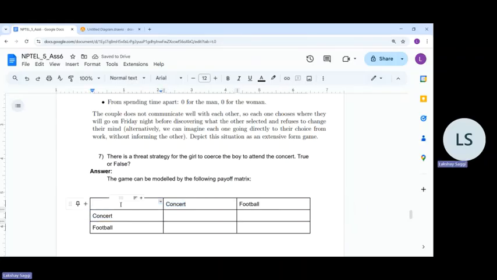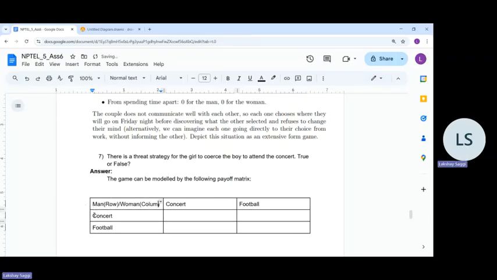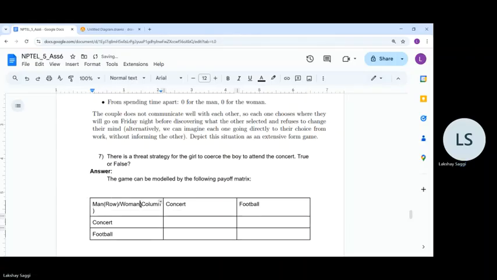So and So the role player is basically the man. So maybe I should just mention. And woman is. Oh, yeah. Okay. Okay. Maybe I should just. I can just speak.